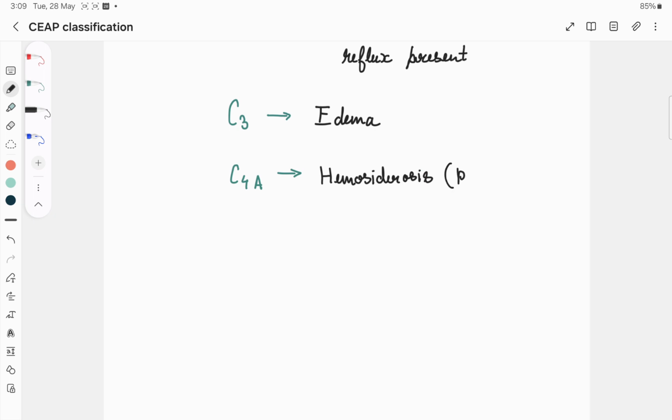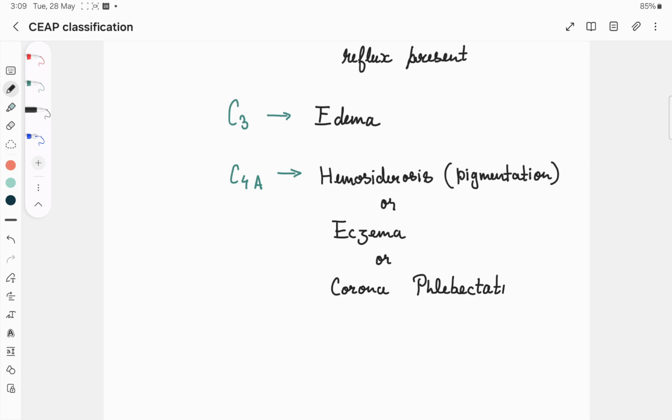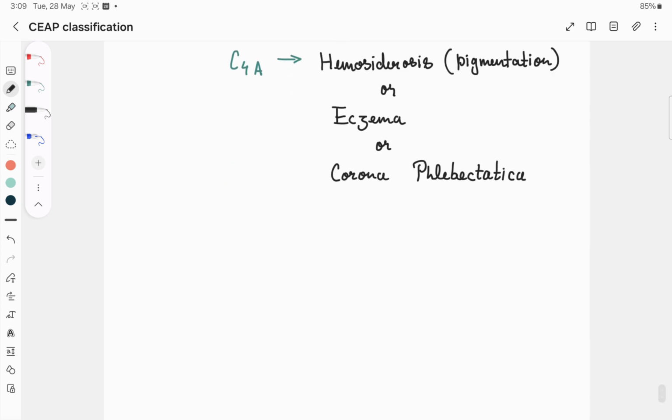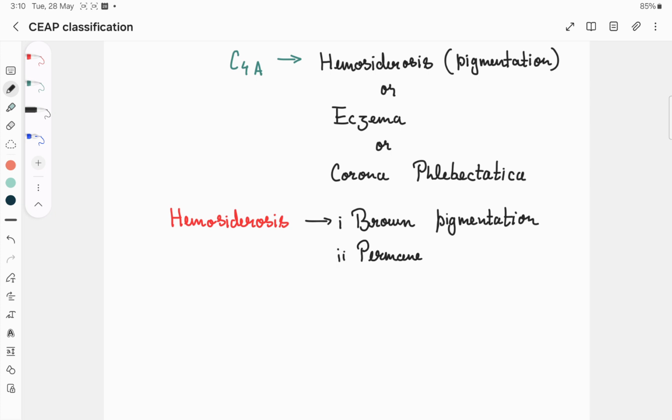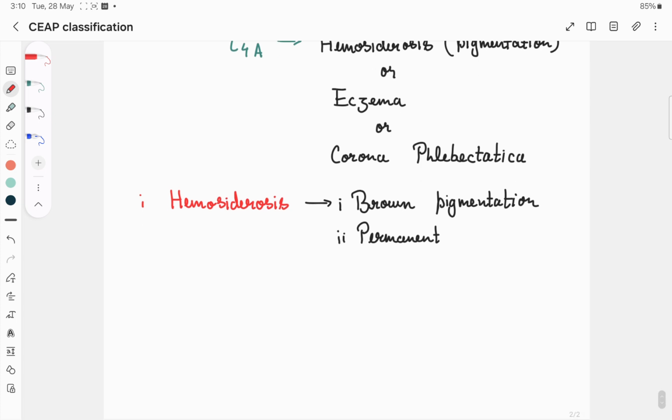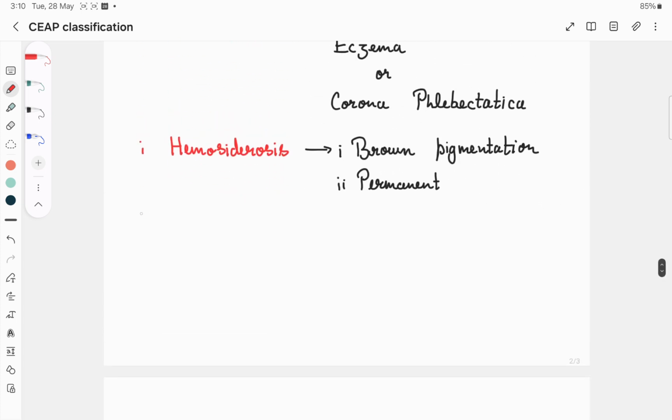C4A is hemosiderosis, which is pigmentation, or eczema, or corona phlebectatica. So let's know what all of them are. Hemosiderosis is brown pigmentation. And second, it is permanent. It cannot be treated.